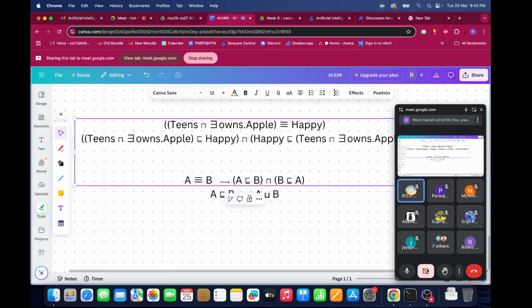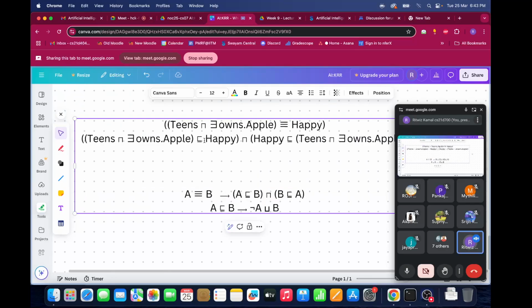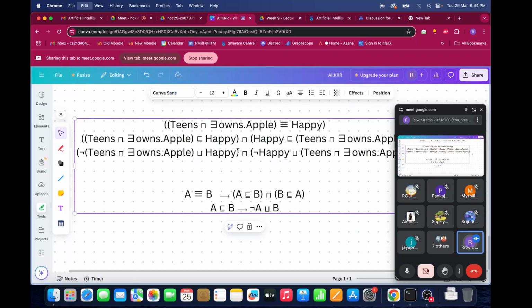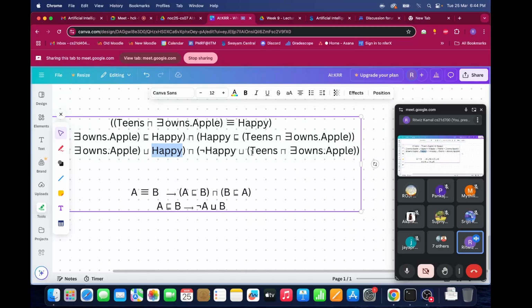Okay, so next what we try to do is we simplify each of these subsumption operators, and to do that, we do the simplification as discussed and arrive at this formulation. So basically we replace this by a negation in front of the first part, which is this thing, and then or happy. Yes, sir. Similarly for the second part.